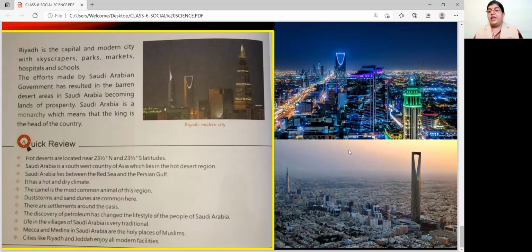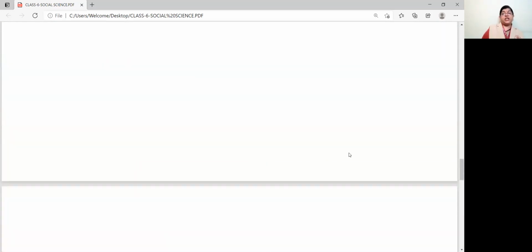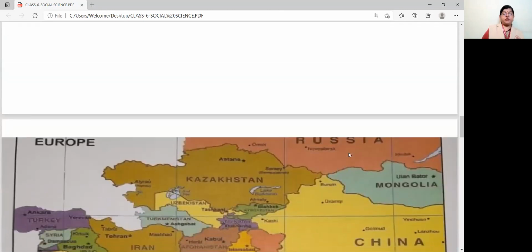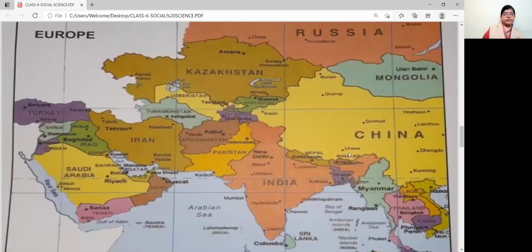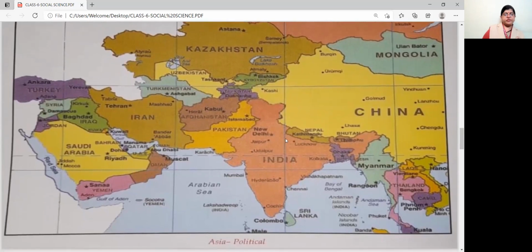Saudi Arabia lies between the Red Sea and the Persian Gulf. I'll just show you once because you should have the full knowledge when you see. This is the Red Sea and this is the Persian Gulf. So Saudi Arabia is between the Red Sea and the Persian Gulf. Can you see this? Red Sea, and here you are finding the Persian Gulf.